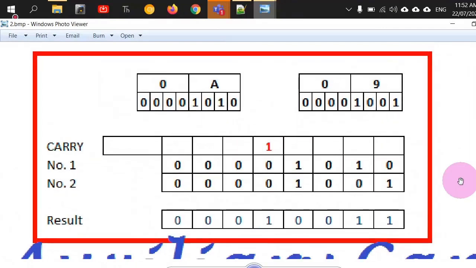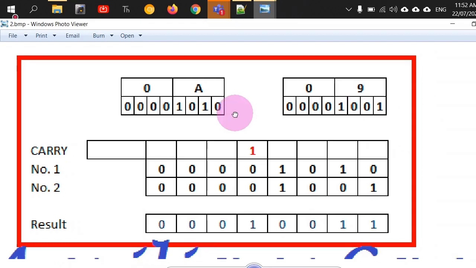Now here you can see we have taken two numbers. First is 0A, the binary equivalent happens to be all four zeros and 1010. And for 09, we have 1001, because 9 means 1001 in binary. Now, as earlier I have told you, the group of bits have been given special names.